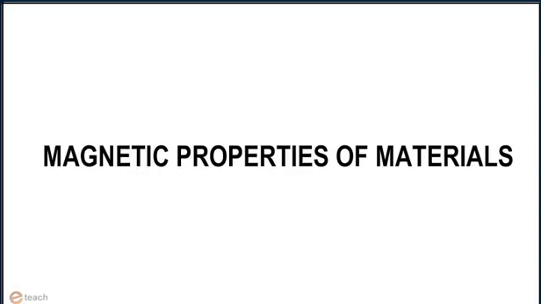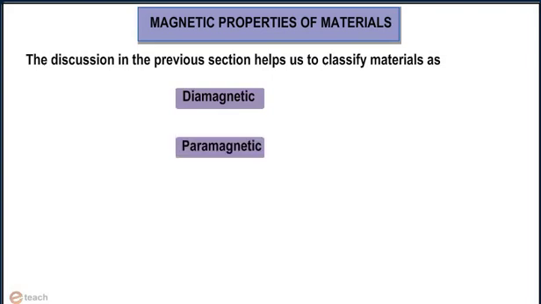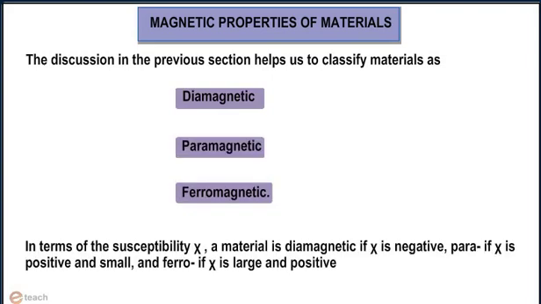Magnetic properties of materials. The discussion in the previous section helps us to qualify materials as diamagnetic, paramagnetic, and ferromagnetic. In terms of the susceptibility, a material is diamagnetic if its susceptibility is negative, paramagnetic if its susceptibility is positive and small, and ferromagnetic if its susceptibility is large and positive.